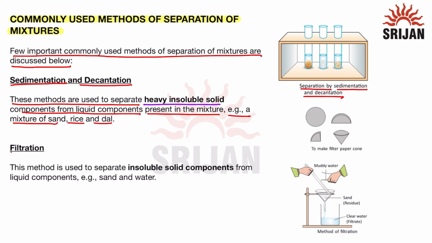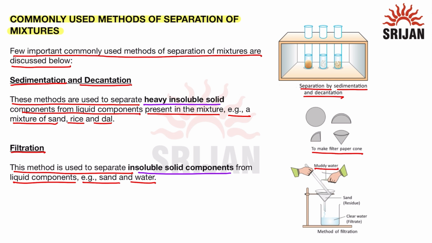Now the next method is filtration. This method is used to separate the insoluble solid components from the liquid components. The example is sand and water. Now in this we make a filter paper cone. This is the filter paper which comes. Now using this we need to make a filter paper cone so that we can separate the insoluble solid component from the liquid component. The example is sand and water.